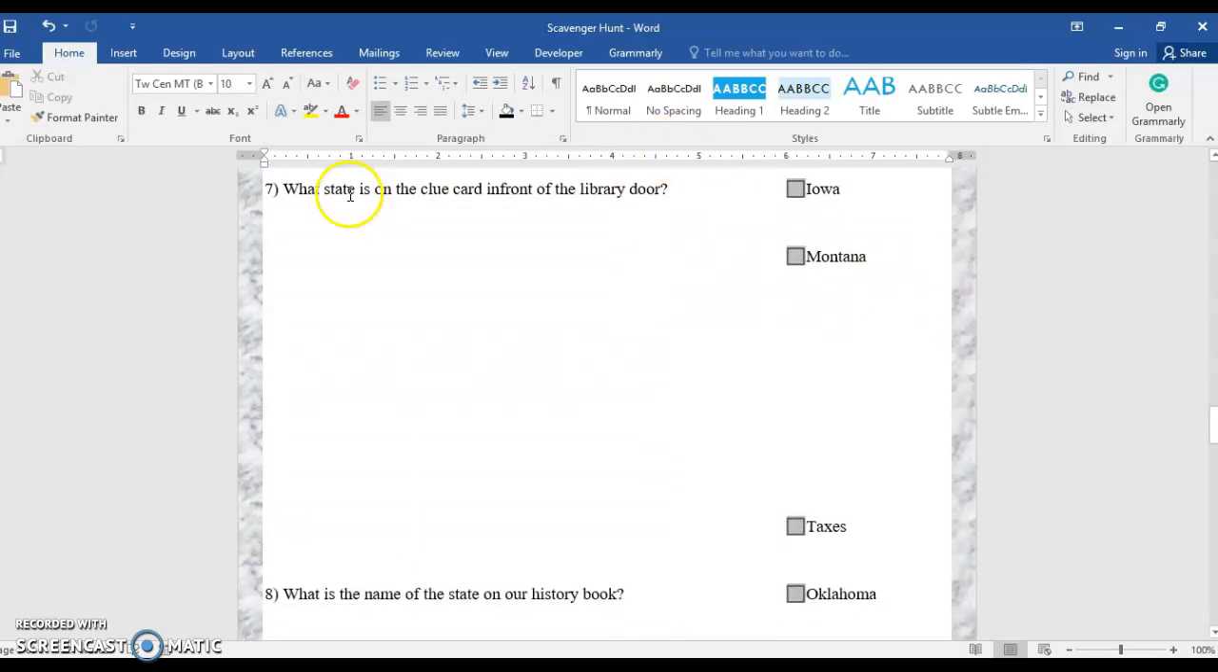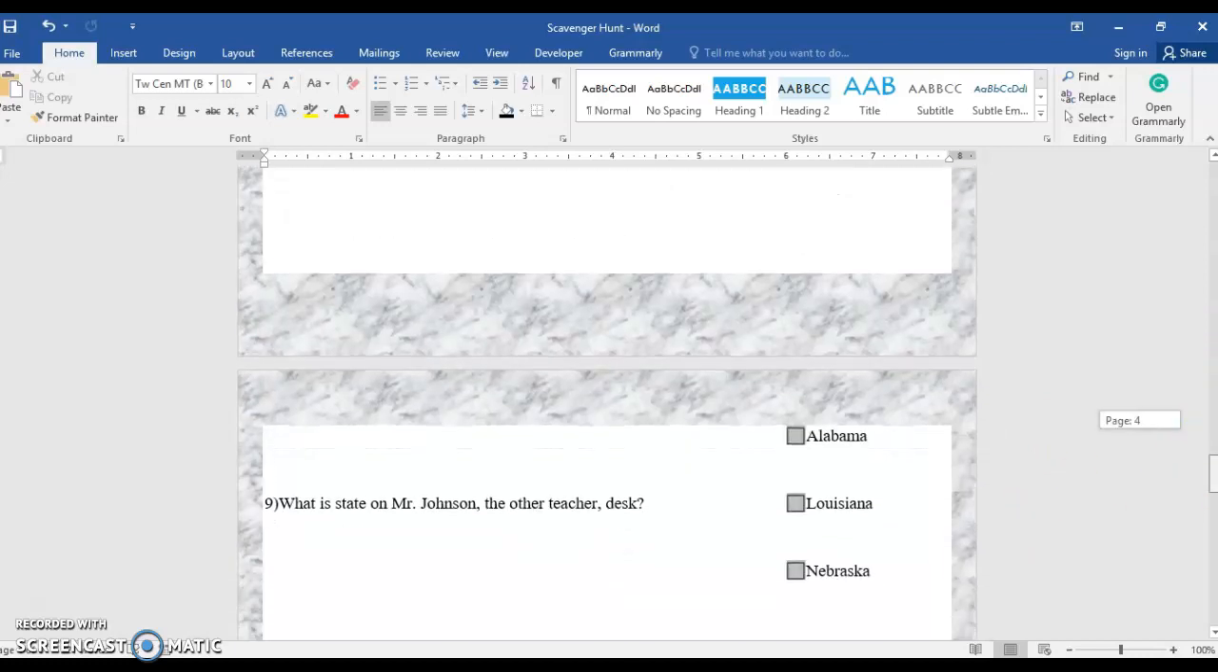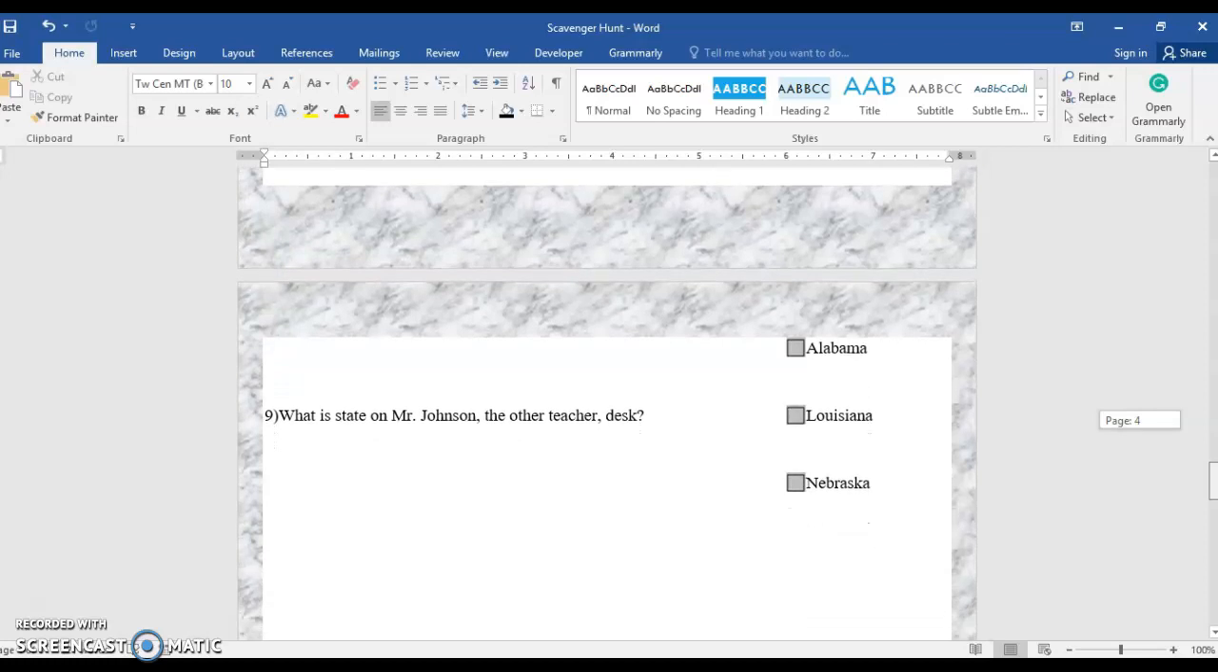Another thing about it, though, the clues are either on a desk or on a door, so they will have to go to that location and locate it. There's also one here on the book. So it's not hard places that the clues would be at. They would just have the opportunity to go around looking for it.